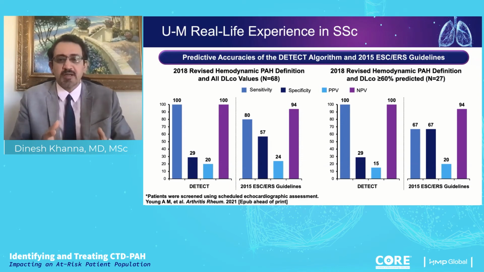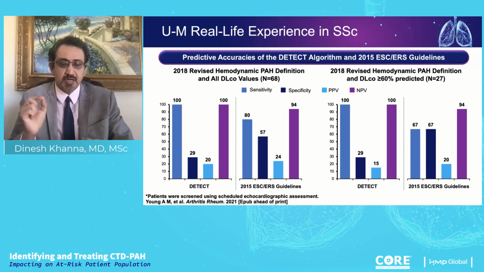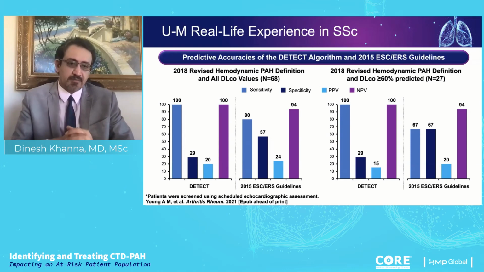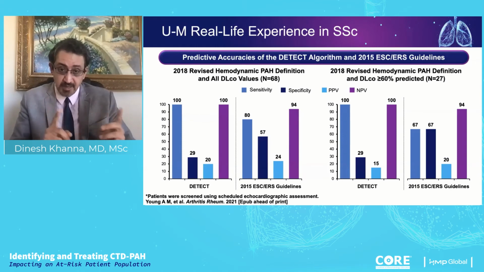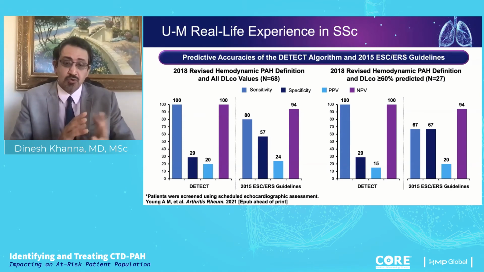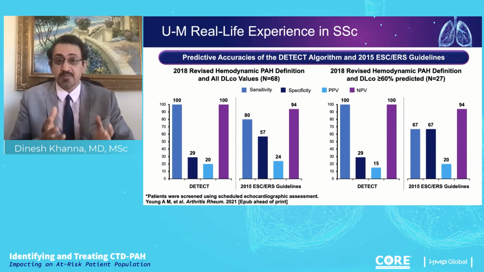What do you want in a screening test? You want a test to be highly sensitive and have very high negative predictive value. You do not want to miss pulmonary arterial hypertension. When you look at the second part of the slide on the left side, you see the blue sensitivity of echocardiogram of 80%. In other words, we missed 20% of the patients who had pulmonary arterial hypertension on echocardiogram.